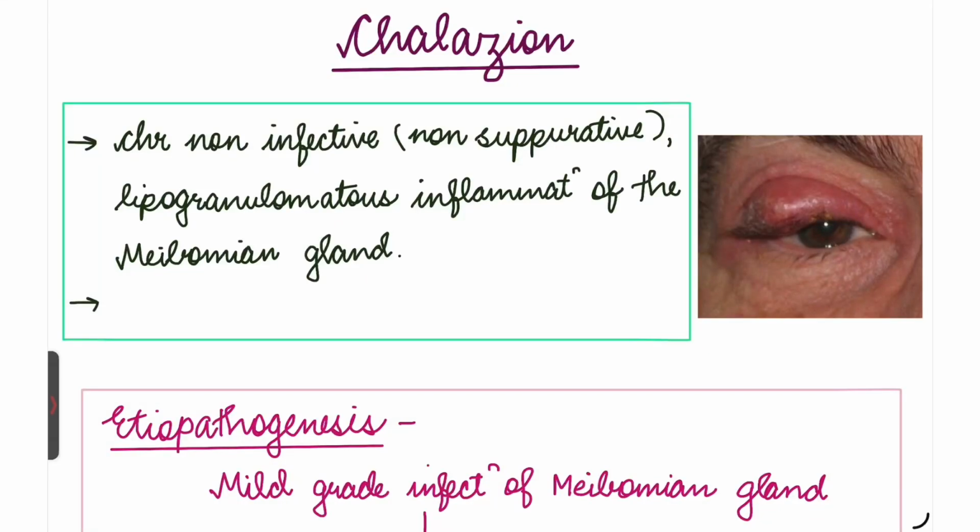A patient presents to you with a painless lump on his eyelid that grew slowly over a few days. The diagnosis that you are going to consider here is a Chalazion, because Chalazion is the most common cause of lid lump.